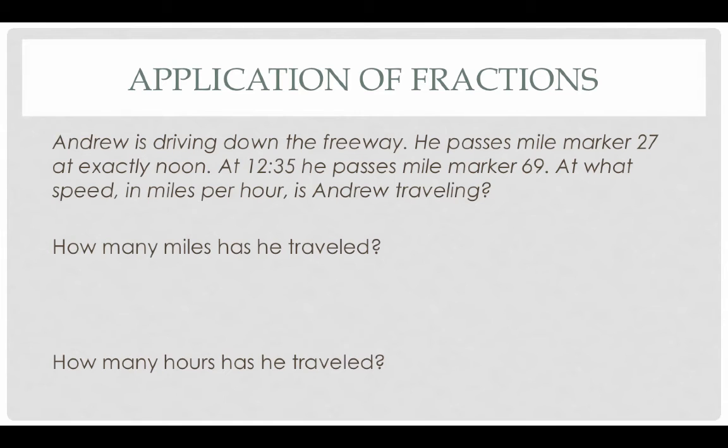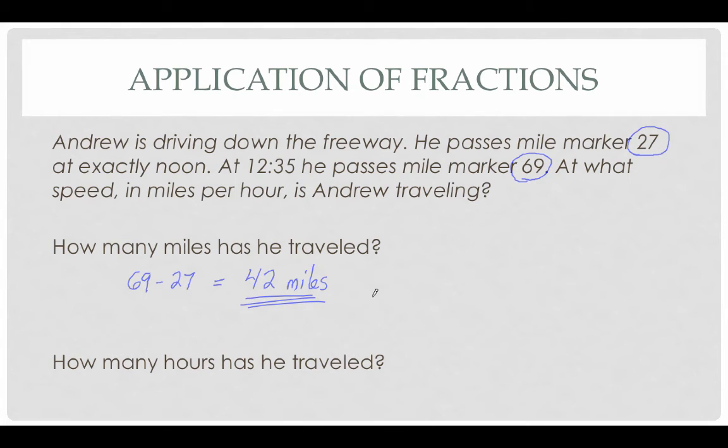All right, so we've got to make sense of some things here. First, how many miles does he travel? He started at mile marker 27 and ended up at mile marker 69. So 69 minus 27 would be how many miles he traveled in that period. Well, 69 minus 27 is 42. So he's traveled 42 miles.